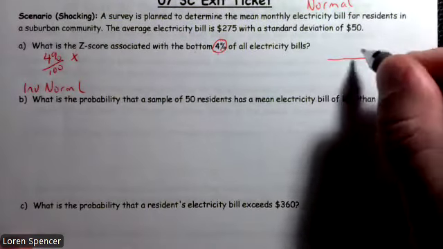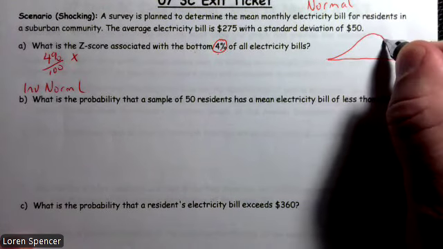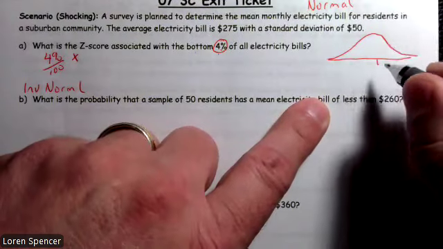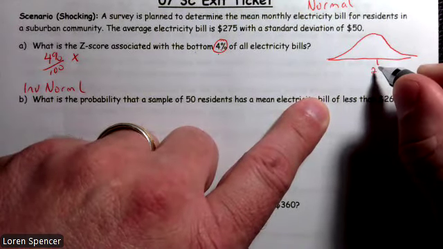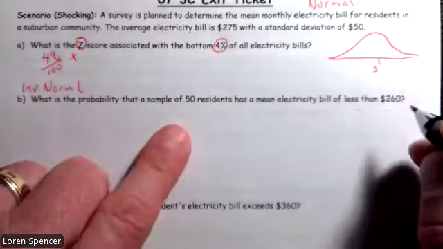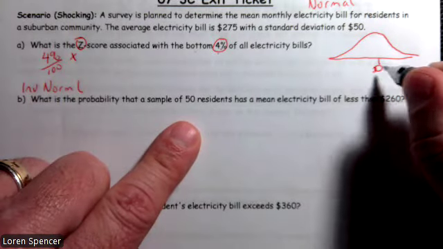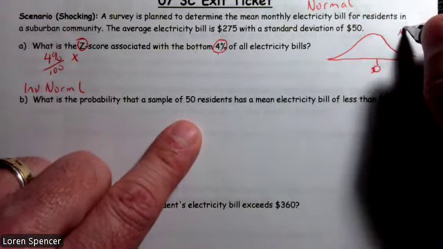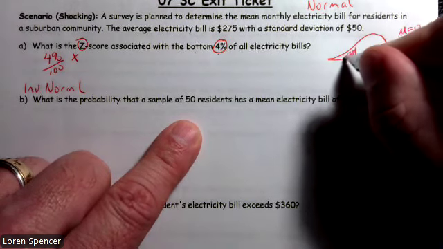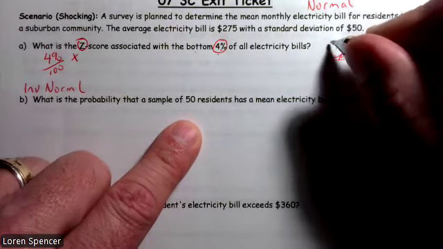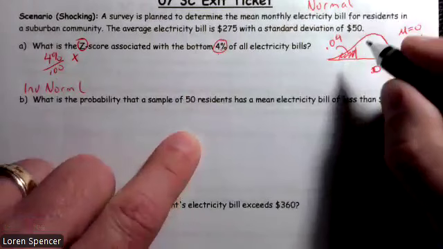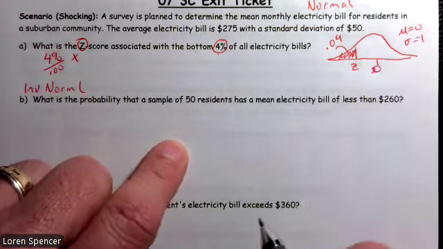So I'm going to go ahead and draw a picture here. And we know our mean is, but we're working for a z-score. All z-scores have a mean of 0 and a standard deviation of 1, and we're looking for the bottom 4%. So 0.04, because that's what 4 divided by 100 is. And we're looking for this z-score there.